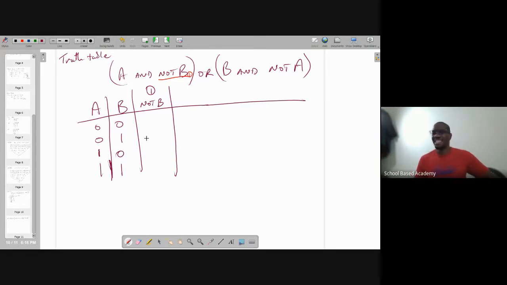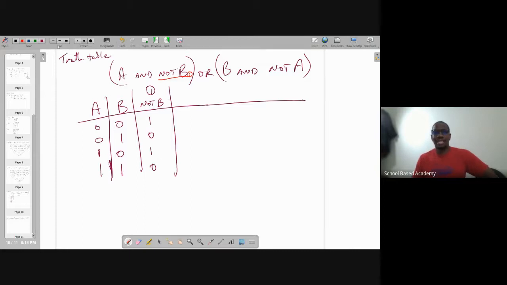All right. We have not B being done first. And what will happen here is that we look at what is in the B column and we invert it. So we end up with 1, 0, 1, 0.